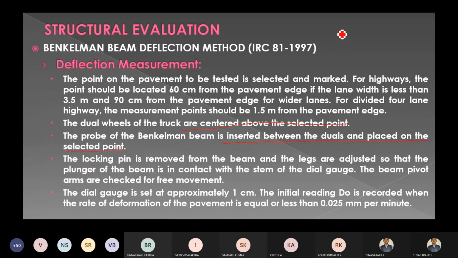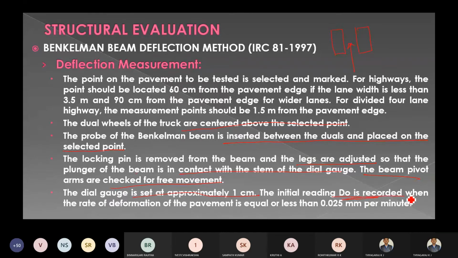I told, right, if this is a plan of the vehicle, you are going to insert the probe end between the vehicle path, that is between the wheels. The locking pin is removed from the beam and legs are adjusted. Legs will be adjusted so that the plunger of the beam is in contact with the stem of the dial gauge. The beam pivot arms are checked for free movement. Then the dial gauge is set approximately to 1 centimeter.